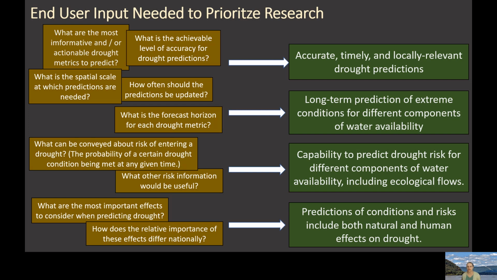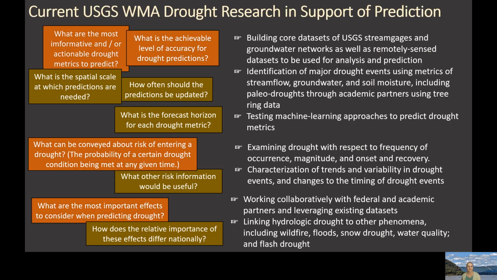And then lastly, for predictions, we need that to include both natural and human effects of drought. We need to understand what are the most important effects to consider and how does the relative importance of these effects differ nationally? Certainly we could think about different parts of the United States having different effects being important on drought. And we need to account for that in our national prediction system.